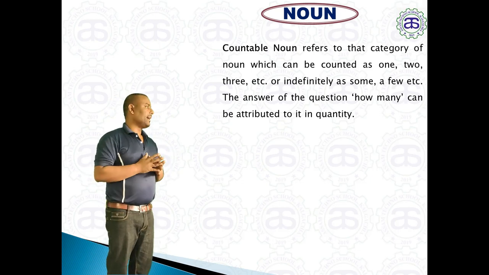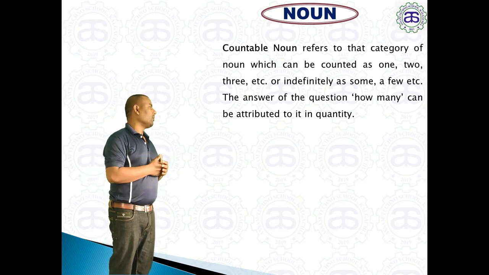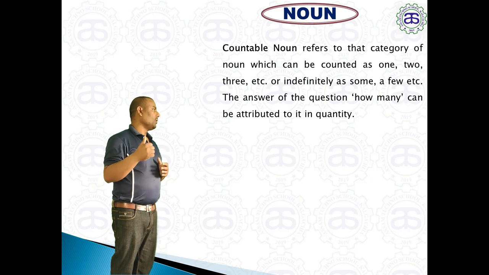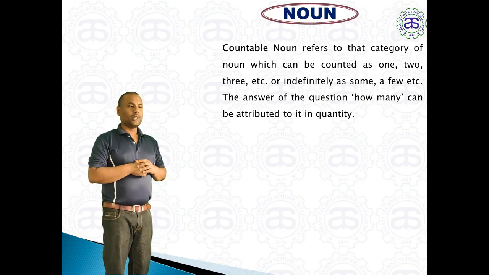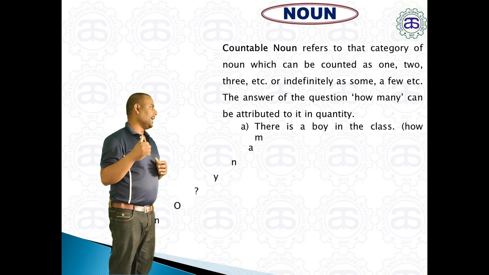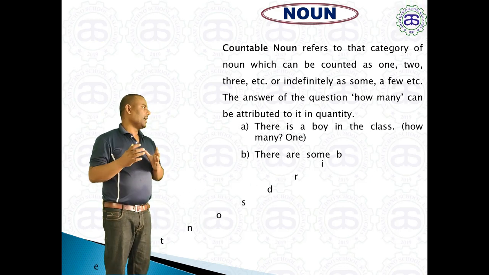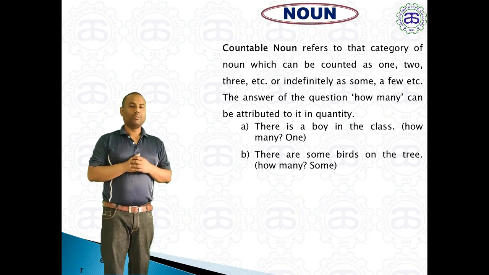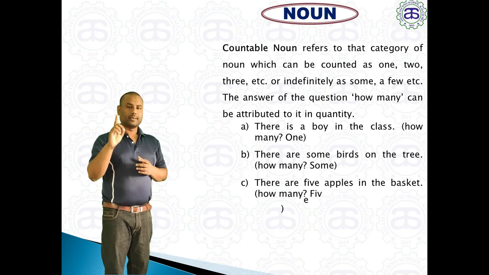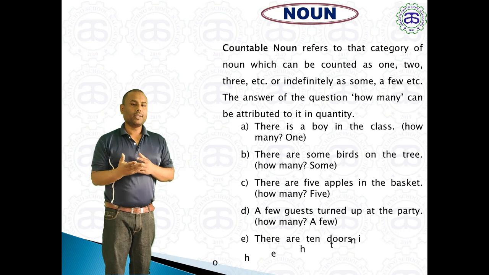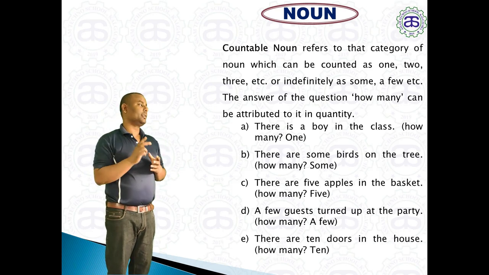A countable noun refers to that category of noun which can be counted as 1, 2, 3, etc. or indefinitely as some, a few, etc. The answer of the question, how many, can be attributed to it in quantity. For example, there is a boy in the class. How many boys? Only one. There are some birds on the tree. How many birds? Some birds.